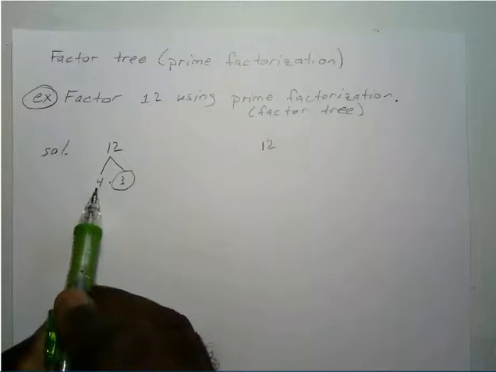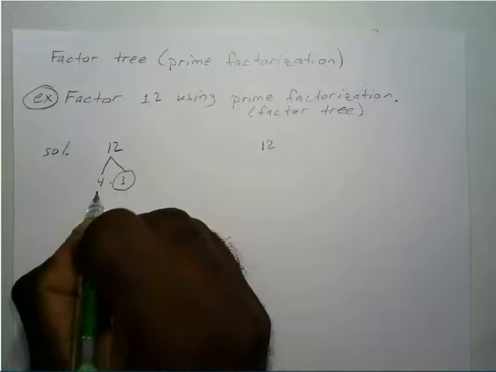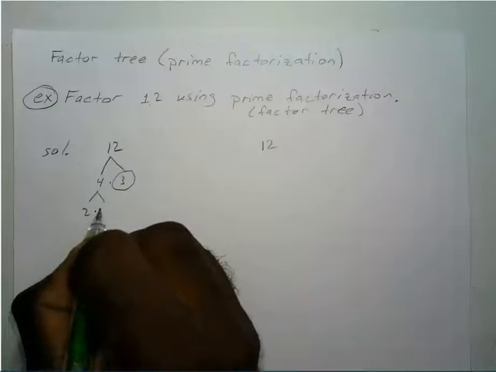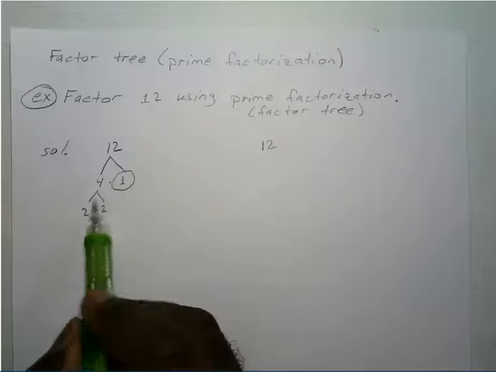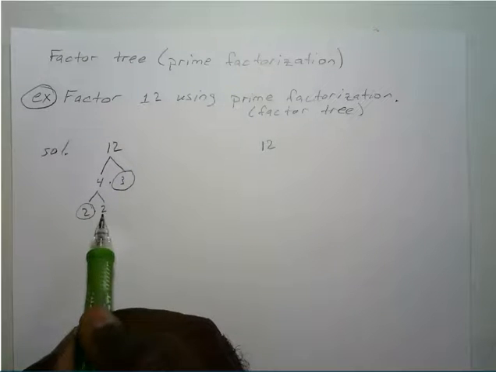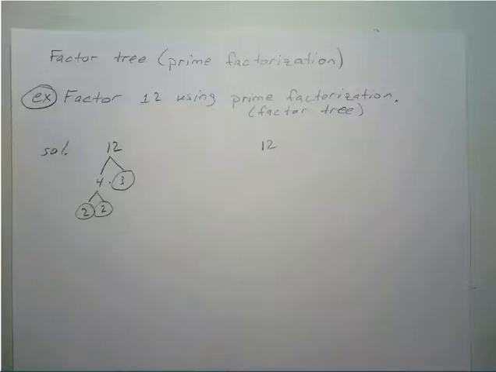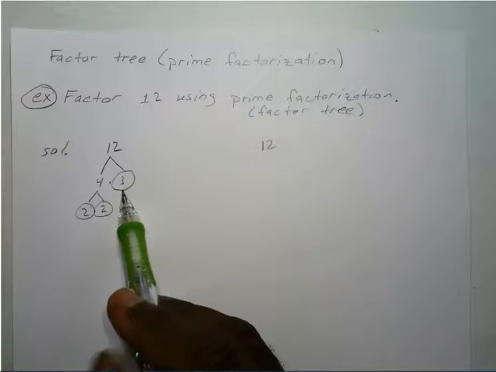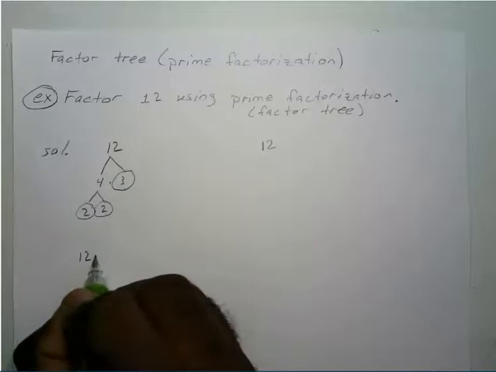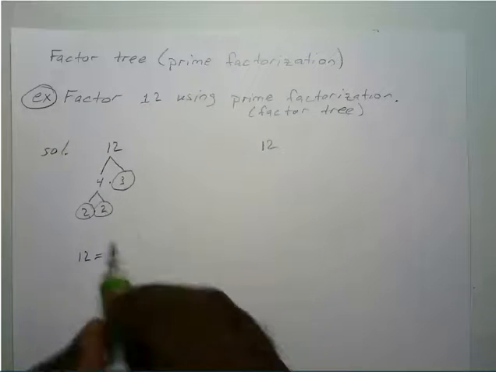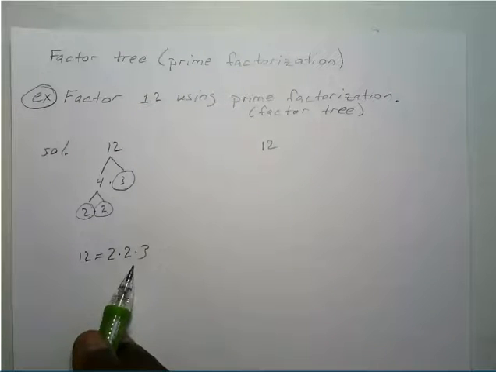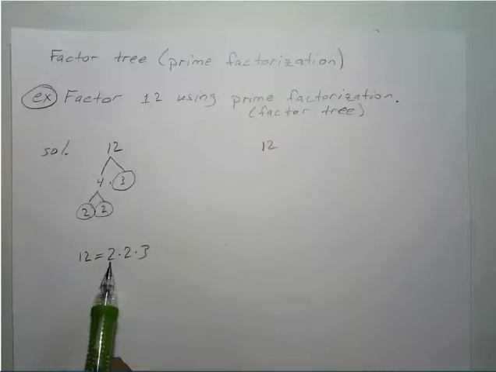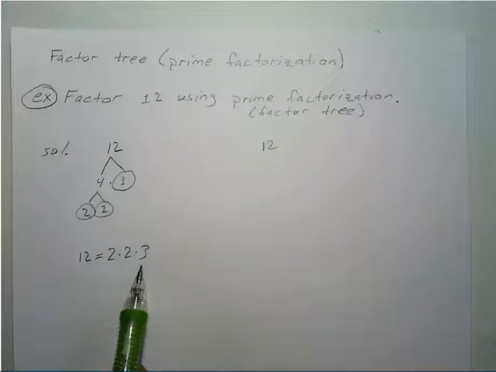Now that 4, you can factor down to 2 times 2. Now the 2, you can't factor that down anymore except 2 times 1, and that really is unnecessary. Same with this 2. So if we get all of our circled values that we can't factor anymore, what does that tell us? That tells us that 12 is equal to 2 times 2 times 3. And this is your prime factorization. You just reduce 12 to the product of a bunch of prime numbers, numbers that can't be reduced anymore.